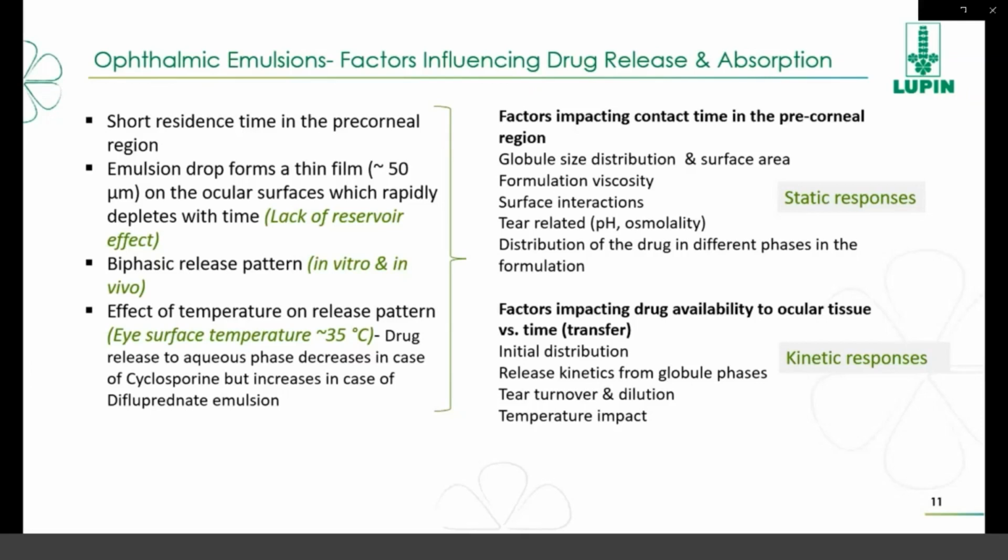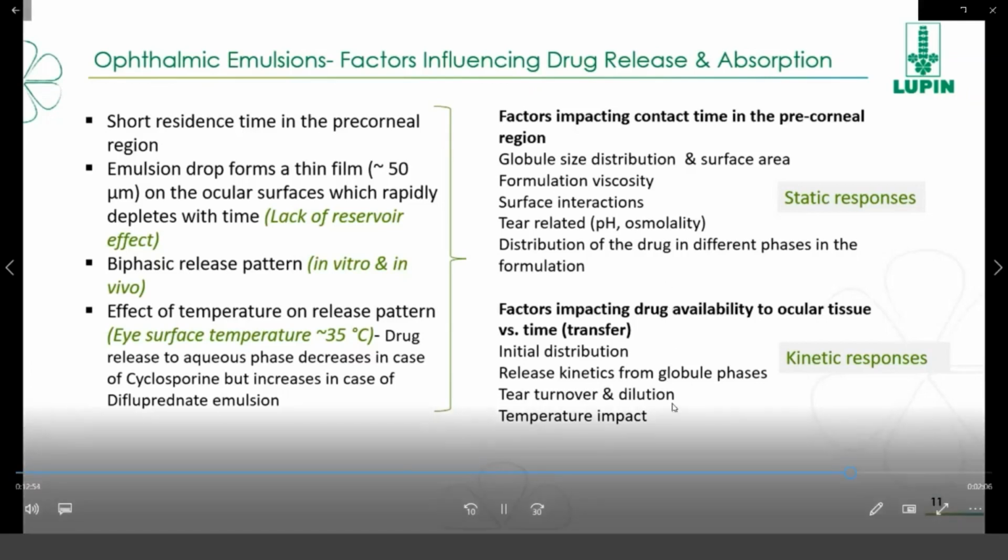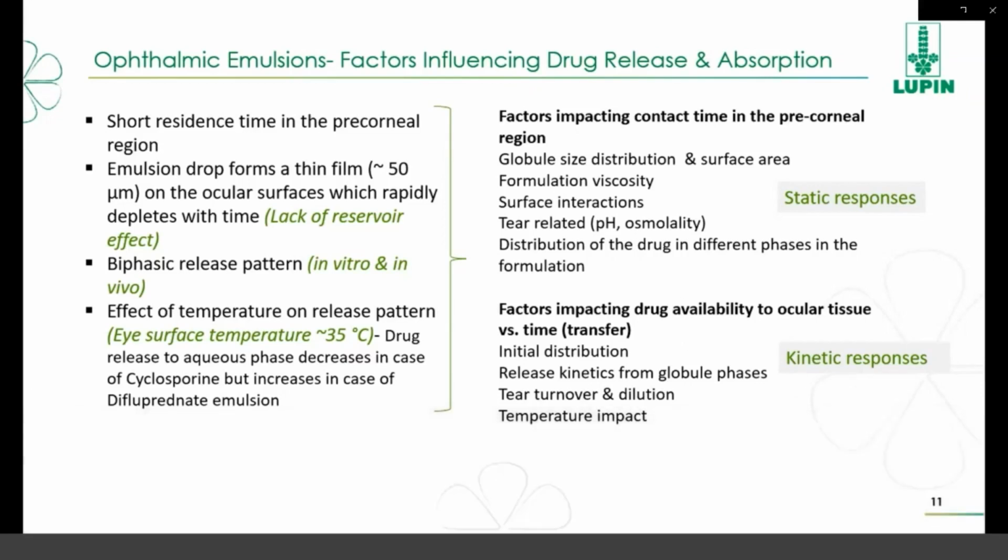Some of the factors impacting contact time in the precorneal region would include the globule size and surface area and the distribution of the globule size, formulation viscosity, surface interactions, distribution of drug in different phases of the formulation, and some of the tear-related parameters like pH and osmolarity. Factors impacting drug transfer from the formulation to the ocular tissue would include the initial distribution of drug in different components of the emulsion, release kinetics from the globule phase, and the response of the emulsion to ocular surface temperature and rapid tear turnover and the dilution caused by the rapid increase in tear volume.